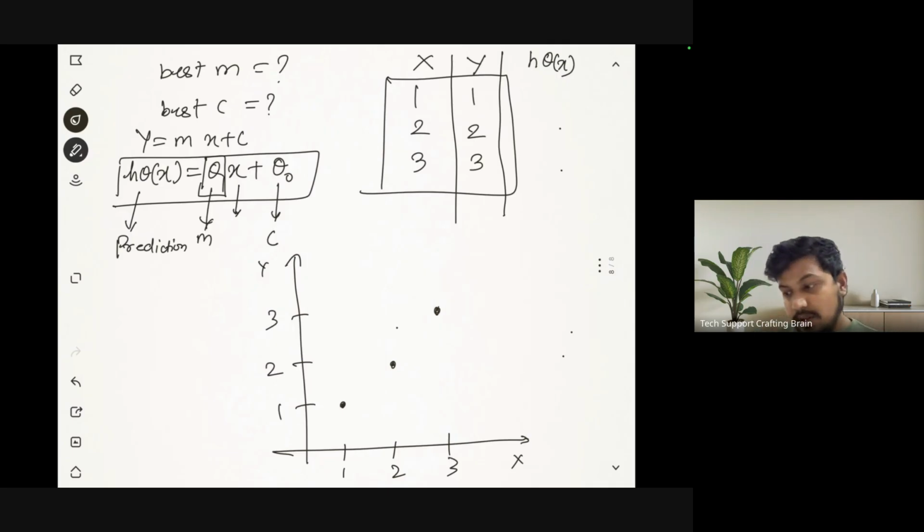Okay. So this is the representation of this data. This is 1 comma 1, this is 2 comma 2, this is 3 comma 3. This is the representation right now. Okay. So now we have to make our prediction line, guys. We have to make our y is equal to mx plus c. You can say we have to make our prediction line.